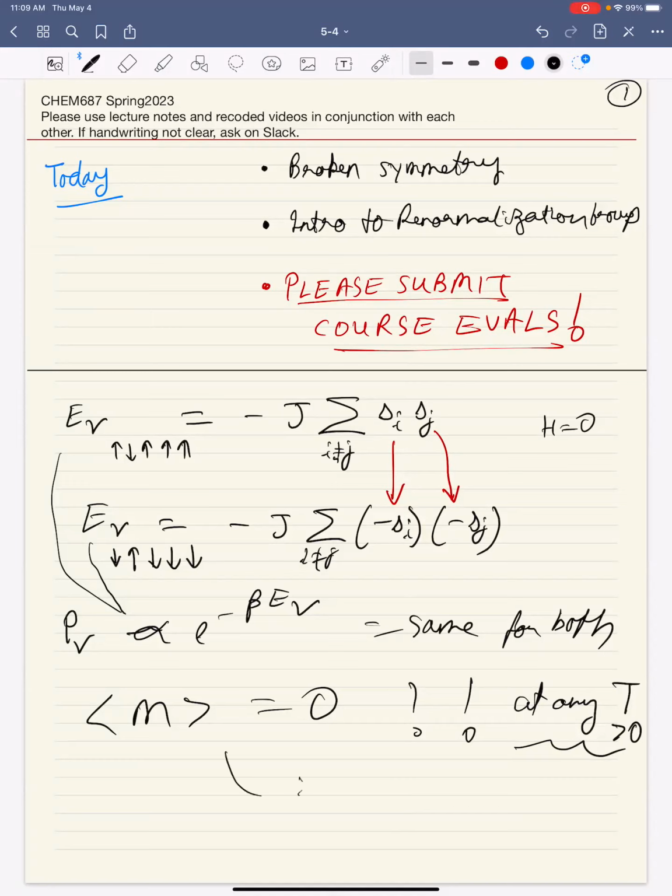In 1D, this is true, right? In 1D, M will be 0 at exactly absolute 0. If you have the smallest possible temperature, the average fluctuations go to 0. The average magnetization goes to 0. But we clearly know this is not the case in high dimensions. There are finite temperatures at which magnetization can be non-zero, right? So how do we solve this puzzle?